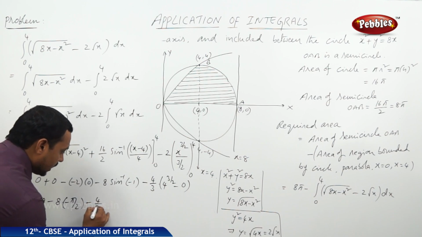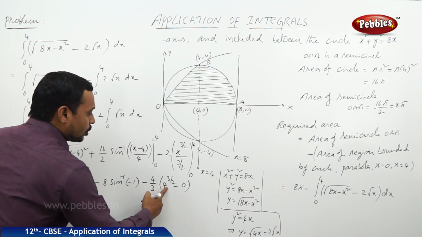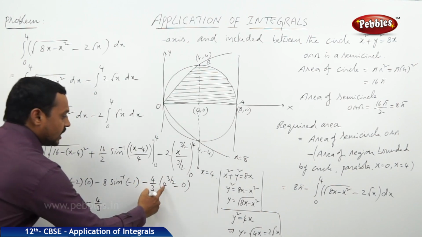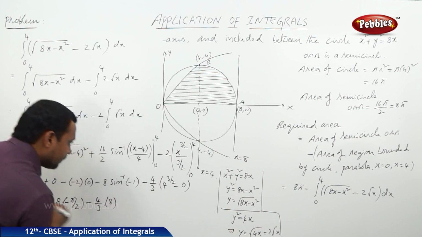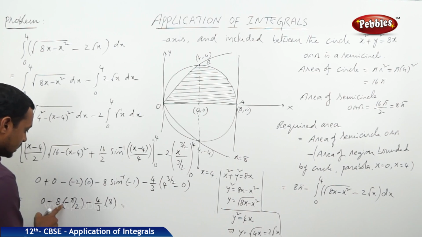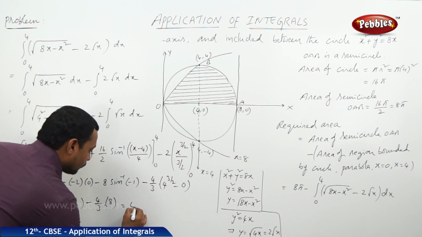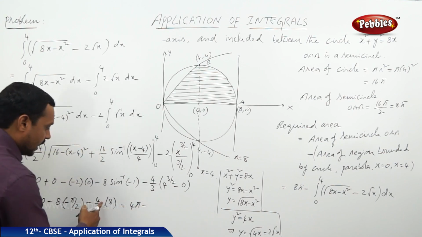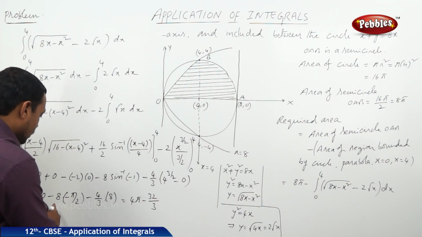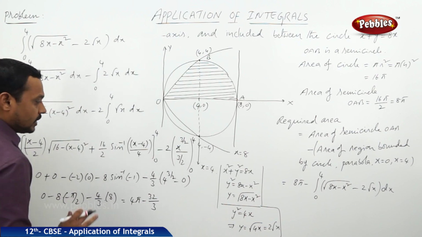minus 4 by 3 into, what about this? It is 4 power 3 by 2, which is equal to 2 square whole power 3 by 2. Square and whole power 1 by 2 get cancelled and 2 cube is equal to 8. And therefore, finally this is minus of minus 8 pi by 2, 8 pi by 2, that is 4 pi, minus 32 by 3. Therefore, this integral value is equal to 4 pi minus 32 by 3.